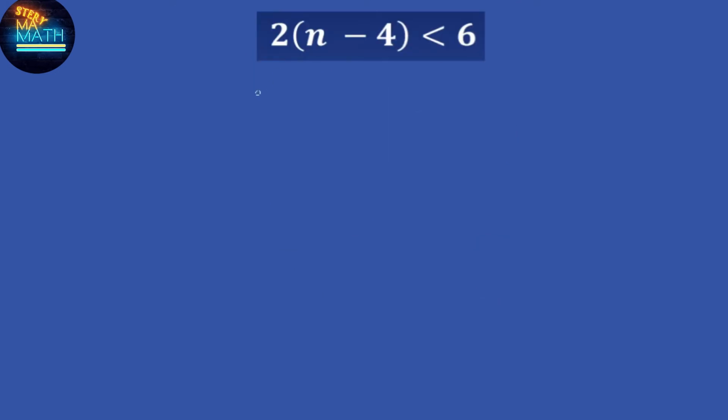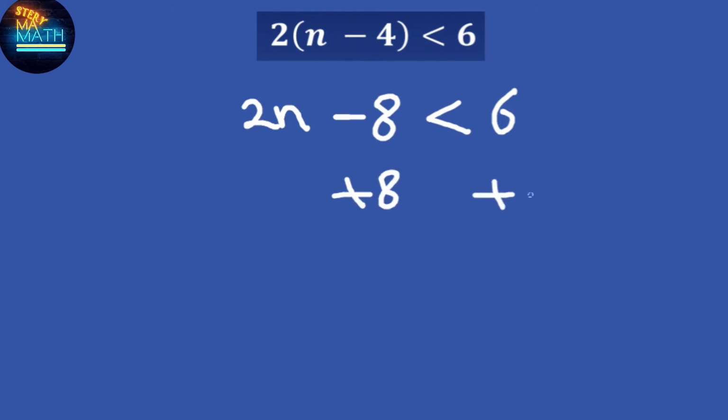Let's take another example. Here is 2 times n minus 4 is less than 6, and you have parentheses. So first you have to get rid of the parentheses by using the distributive property. 2 times n is 2n minus 2 times 4 is 8 and less than 6. By the same procedure, you will add 8 to both sides, and negative 8 plus 8 will cancel out, so 2n is less than 6 plus 8 is 14.